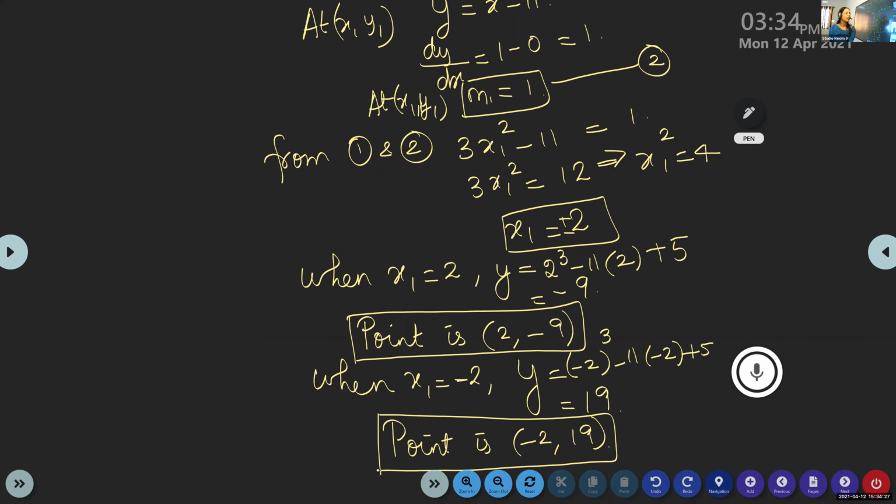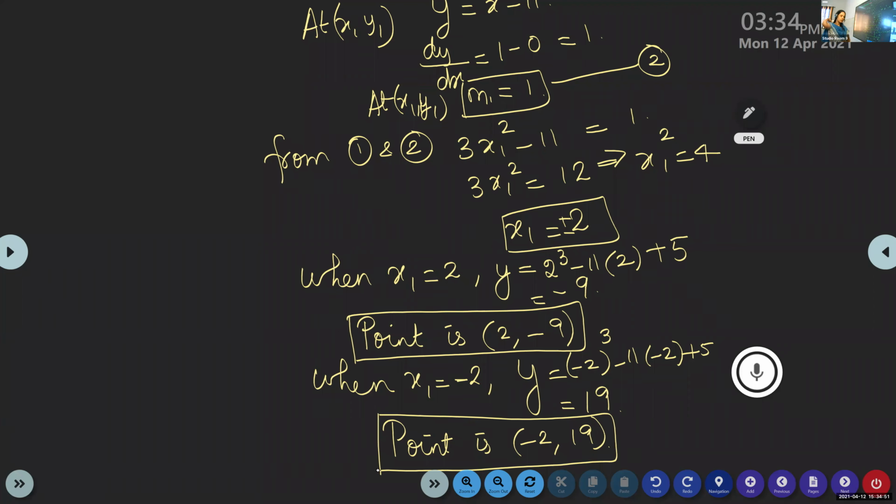Now listen, keep your pen down, sit straight. Listen here. So we got two values, two sets of points. Once we get these points, we have to check which one will satisfy the condition. We can't stop with this. We have to check among these 2 points which one will satisfy the equation of the tangent.